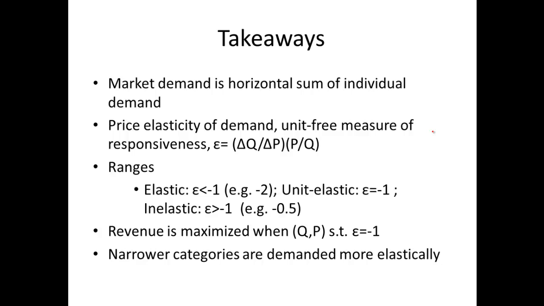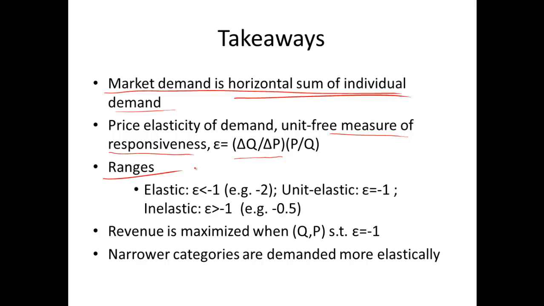All right, some takeaways on this first part. First of all, the market demand is the horizontal sum of individual demand curves. Second, the price elasticity of demand, which is a unit-free measure of responsiveness, we call it epsilon, and it's calculated as delta Q over delta P times P over Q.